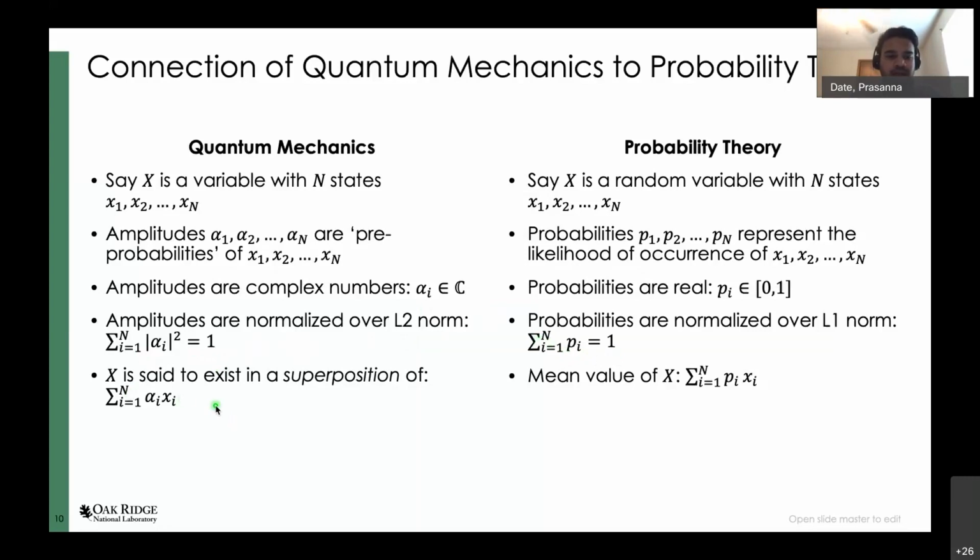We can say that the variable x is said to be in a superposition of all its possible states, and we denote that by this linear combination of all the states xi, where the coefficient of each xi is alpha i. And in probability theory, you can think about the mean value for x, which is also a linear combination of the states that the random variable x can take, and the coefficients there are the probability of obtaining this state xi. These are the parallels between quantum mechanics and probability theory.